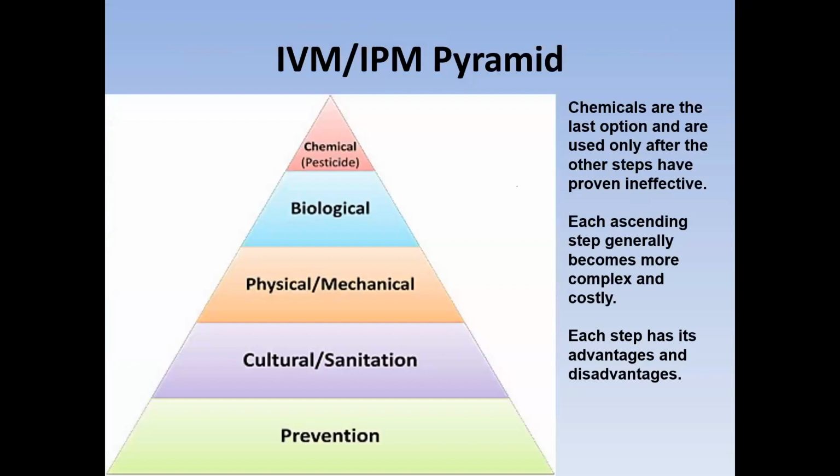Okay, so here is your IVM IPM pyramid. You have prevention at the base, followed by cultural sanitation, physical, mechanical, biological, and chemical or pesticide at the very top. We're going to go over each step. Understand that chemicals are the last option, used only after the other steps have proved ineffective, and each ascending step generally becomes more complex and costly. Also understand that each step has its advantages and its disadvantages.